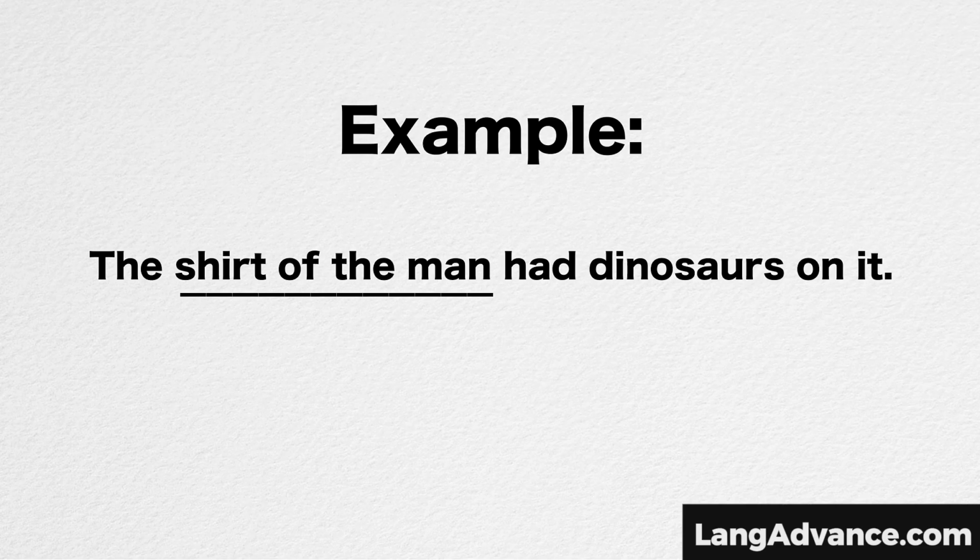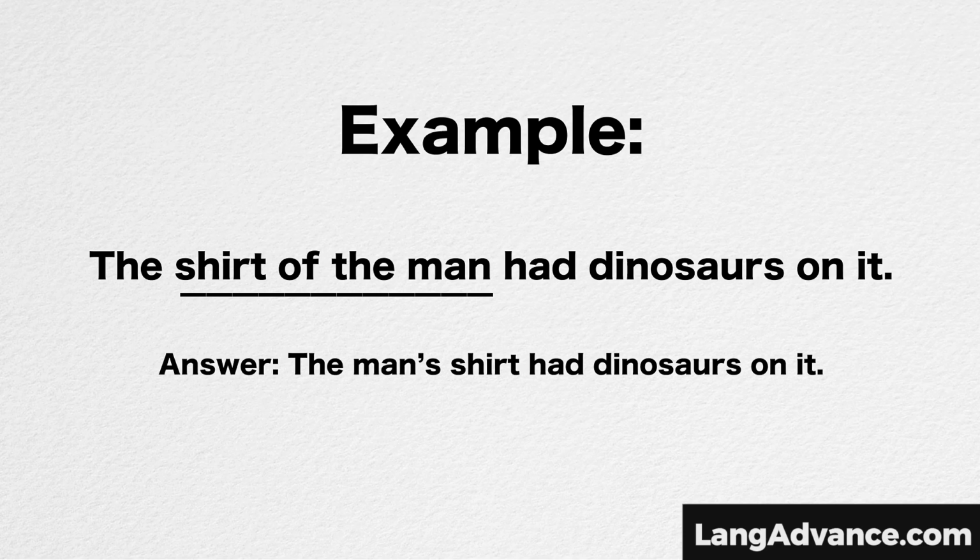This sentence is incorrect, so I need to correct it using the possessive apostrophe S. The correct answer would be, the man's shirt had dinosaurs on it.